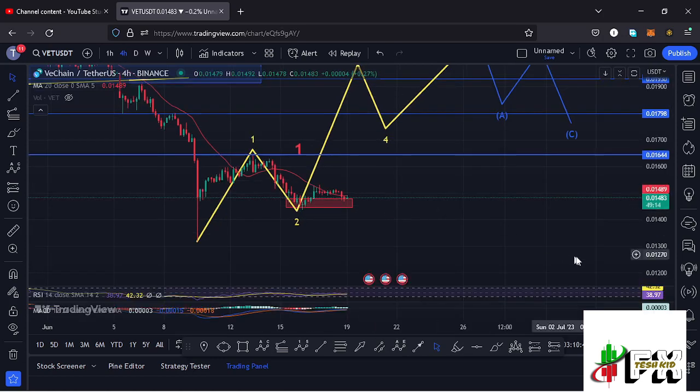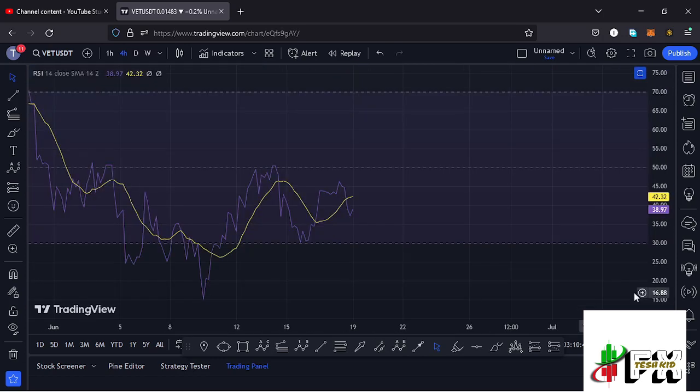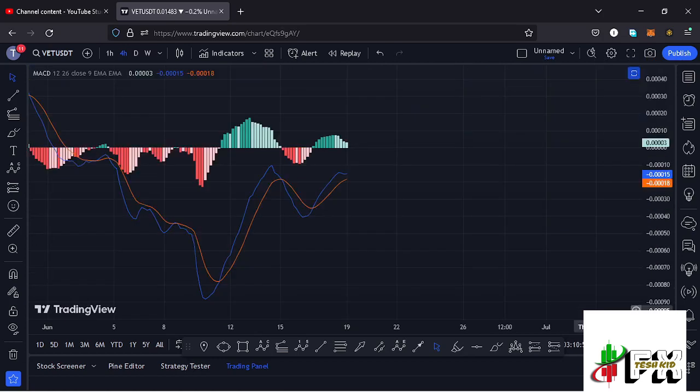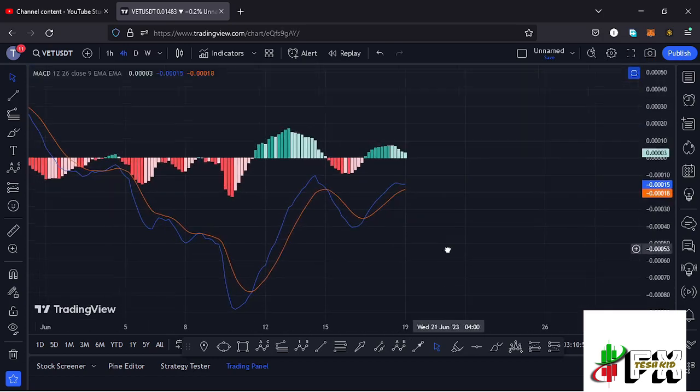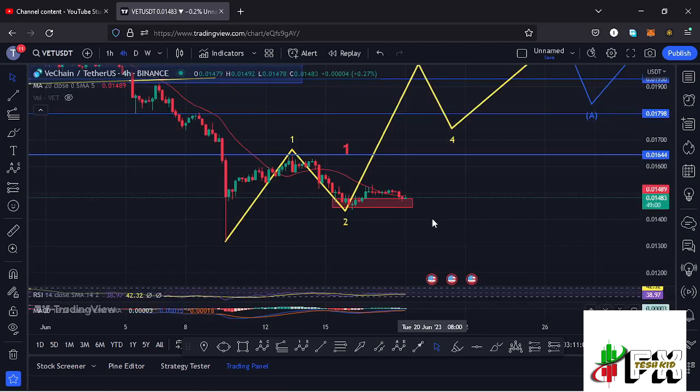Also taking a look at the indicators, on the RSI we are trading at around the 42 mark. Also taking a look at the MACD, we have been able to print a bullish cross, fully supporting higher prices. So let's be patient and see how that plays out, and I'll be keeping you updated.